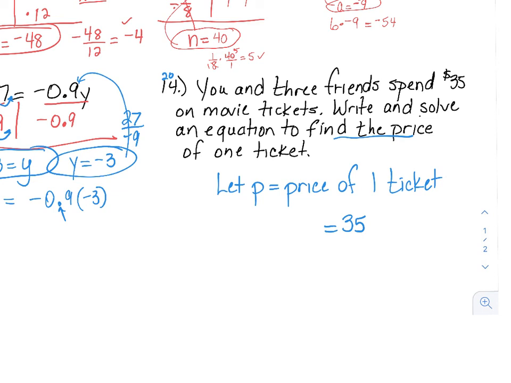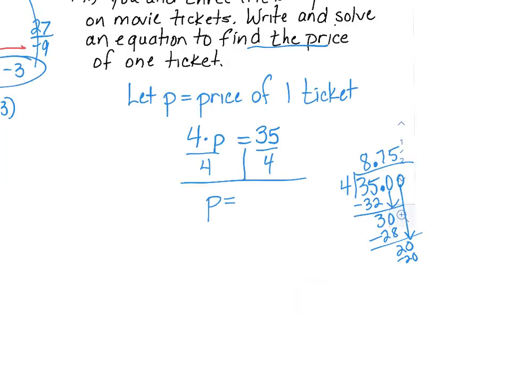Well, if each one spent $5, wouldn't you take 4 times 5? If it was $3, you'd take 4 times 3. Now it's P dollars per ticket. So we're going to take 4 times P equals 35. And put your wall up. Divide both sides by 4, and I'm going to want you guys to go ahead and do that off to the side and tell me what the price is per one ticket. So the price per ticket is going to be $8.75 per ticket.